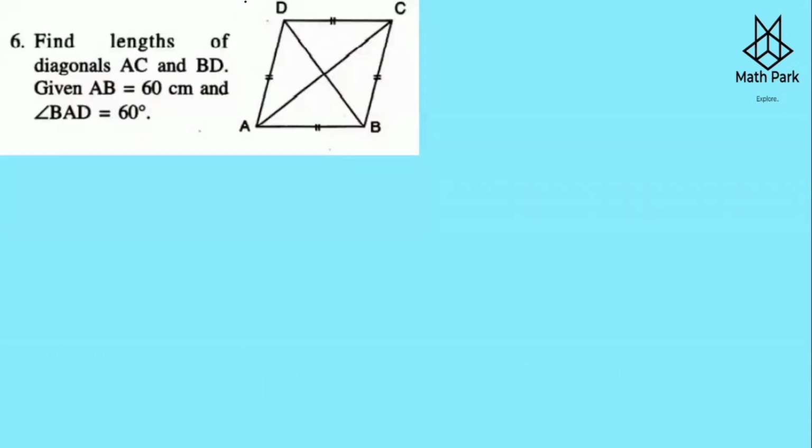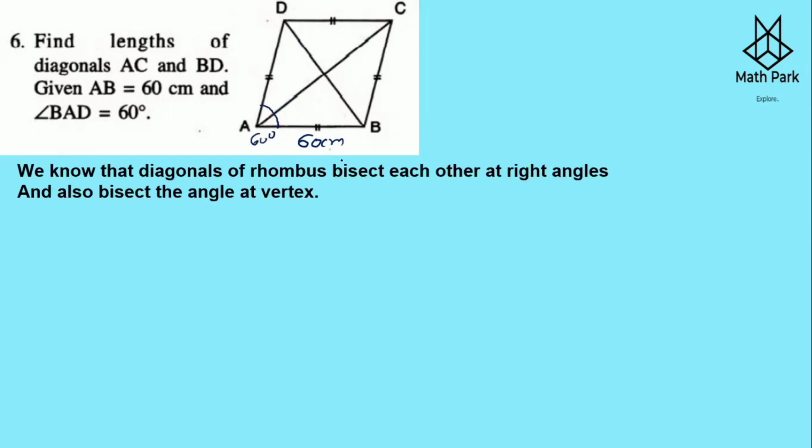Find the length of the diagonals AC and BD given AB is equal to 60. The sides are given as 60 centimeter and angle BAD is given as 60 degree. Now we know that the diagonals of a rhombus bisect each other at right angles. So these all are right angles now. And they also bisect the angle at vertex. So this angle is 30 and this angle is 30.